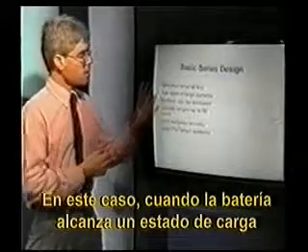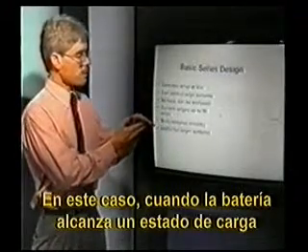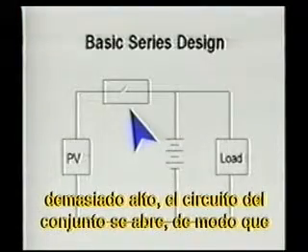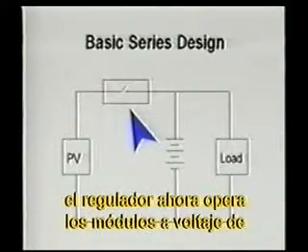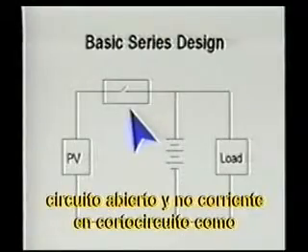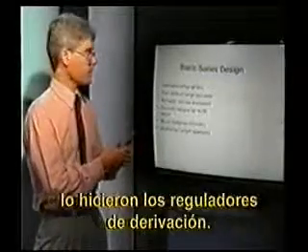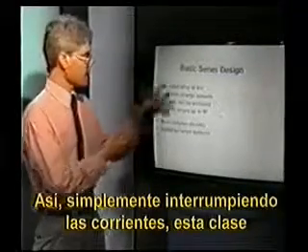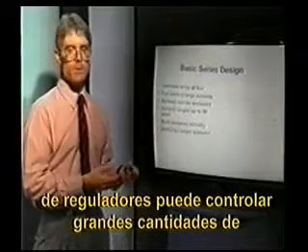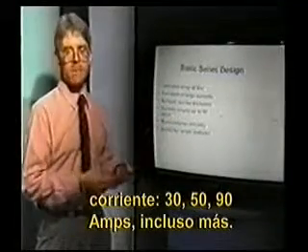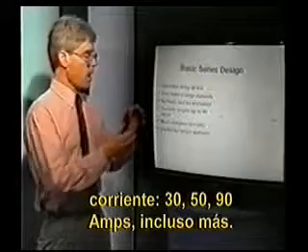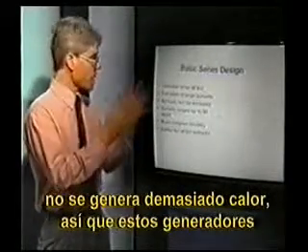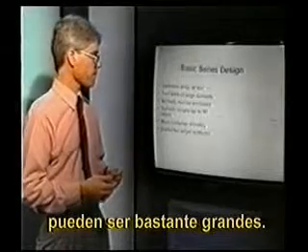So in this case, when the battery reaches too high of a state of charge, the array circuit is open. So the regulator now operates the modules at open circuit voltage, not short circuit current like the shunt regulators did. In this way, by simply interrupting the current, these types of regulators can control large amounts of current, 30, 50, 90 amps, perhaps even more. Because the current flow is stopped, there's no tremendous heat generated. So these types of regulators can be quite large.